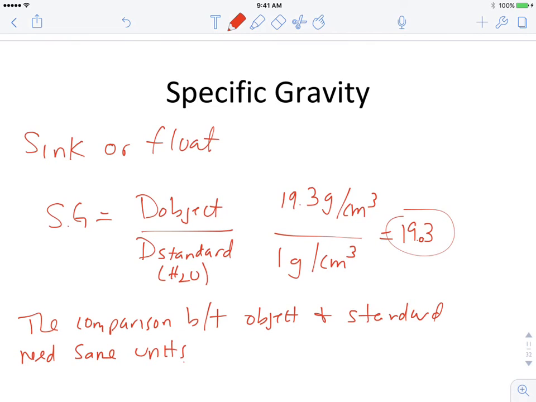So you can't have a situation where you put the density of your object in grams per liter, or grams per milliliter, grams per decimeter cubed, and your water is in grams per centimeter cubed. It won't work. The units have to be the same. Okay? They need the same units.